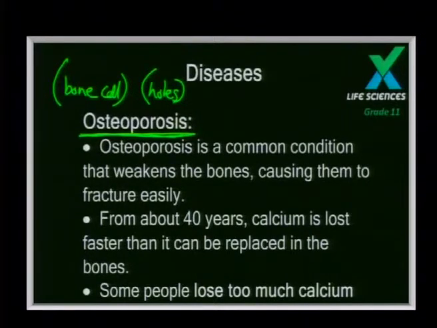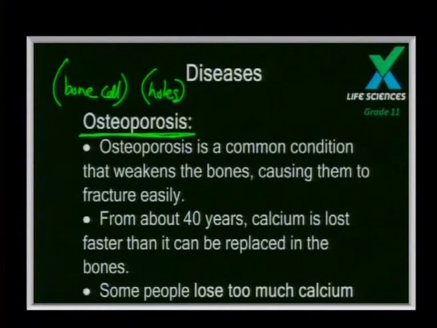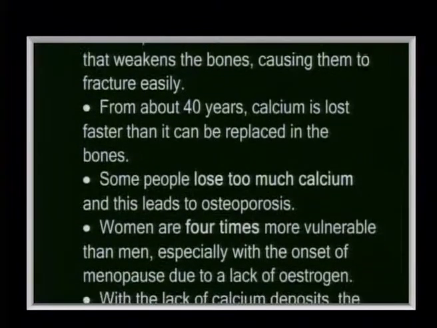Now, the only reason a bone cell will make holes is if the bone cell is no longer there. So the cavity that the little bone cell was in, the lacuna, that is still there. But the little bone cell is dead, so it makes a hole. All right, osteoporosis is a common disease that weakens bones and causes easy fractures. So from about the age of 40, calcium is lost faster than the bones can replace it. That is why after the age of 40, we need to start taking more supplements.